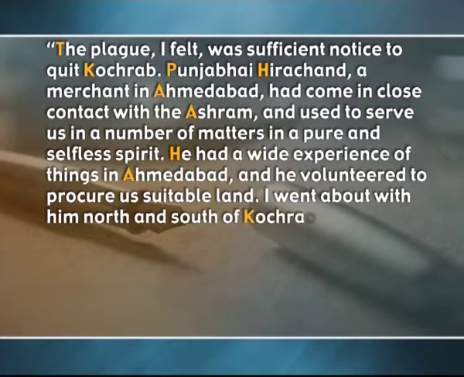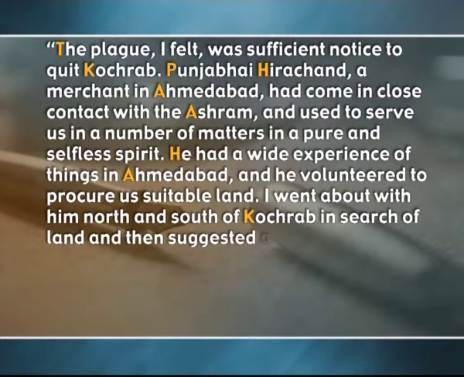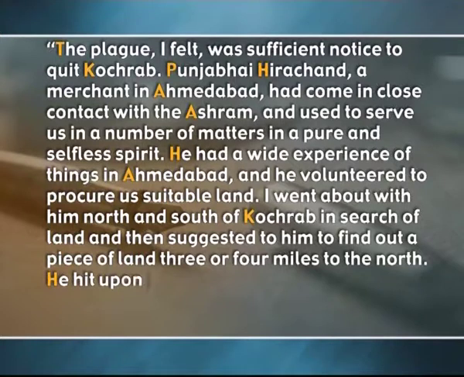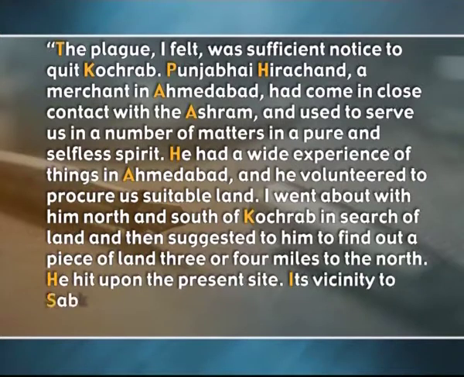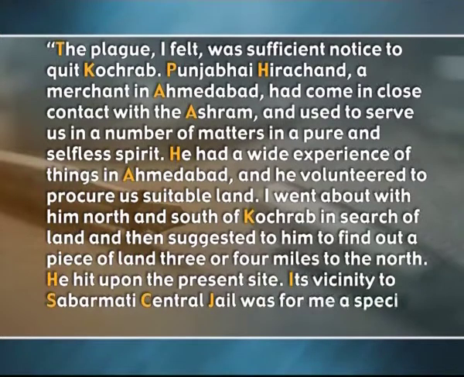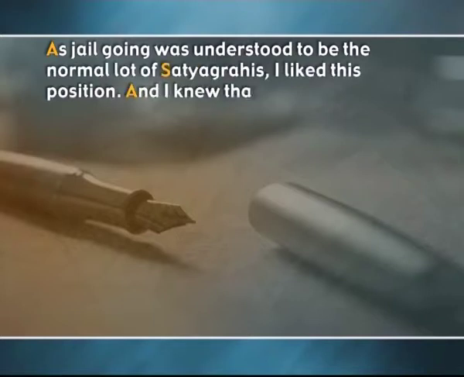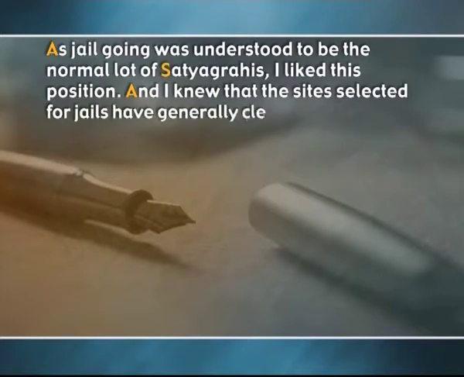I went about with him north and south of Kochrab in search of land and then suggested to him to find out a piece of land 3 or 4 miles to the north. He hit upon the present site. Its vicinity to Sabarmati Central Jail was for me a special attraction. As jail going was understood to be the normal lot of Satyagrahis, I liked this position. And I knew that the sites selected for jails have generally clean surroundings. An autobiography or story of my experiments with truth, Mohandas Karamchand Gandhi.